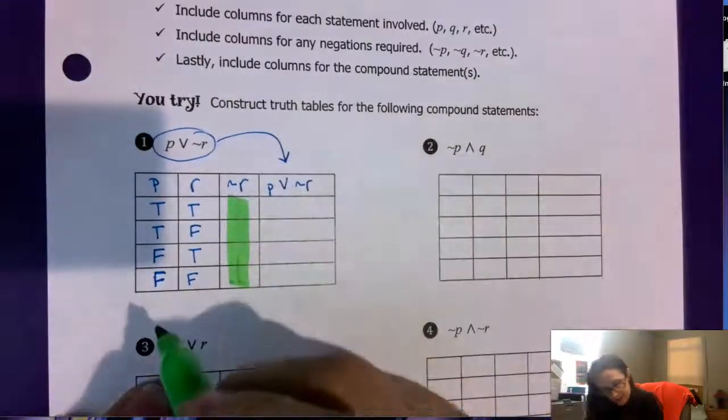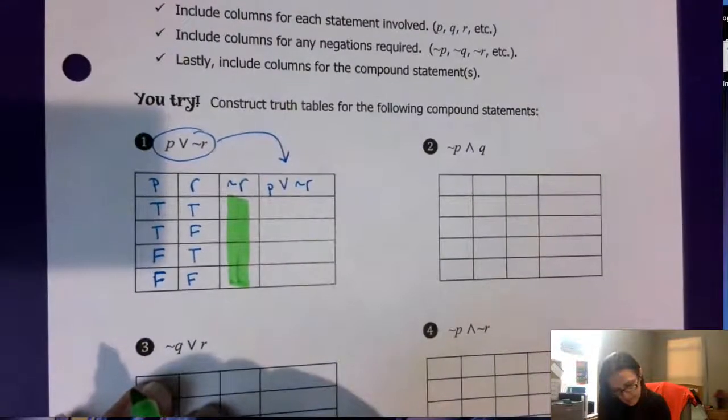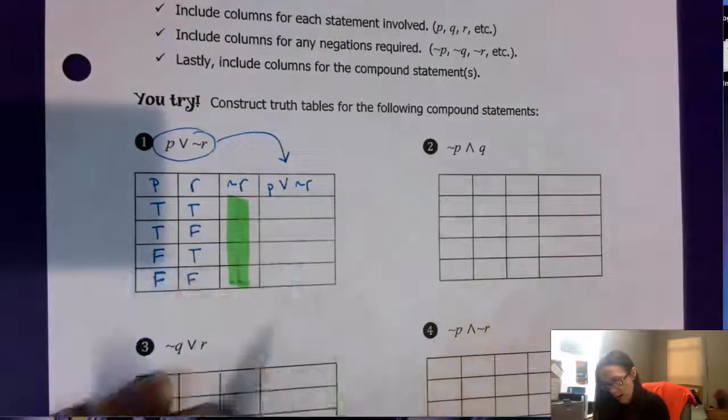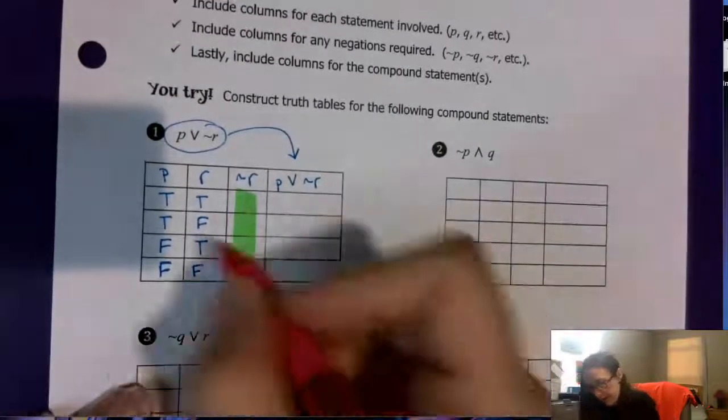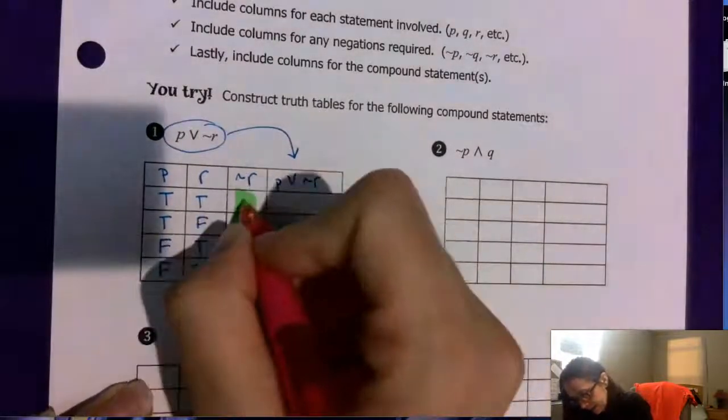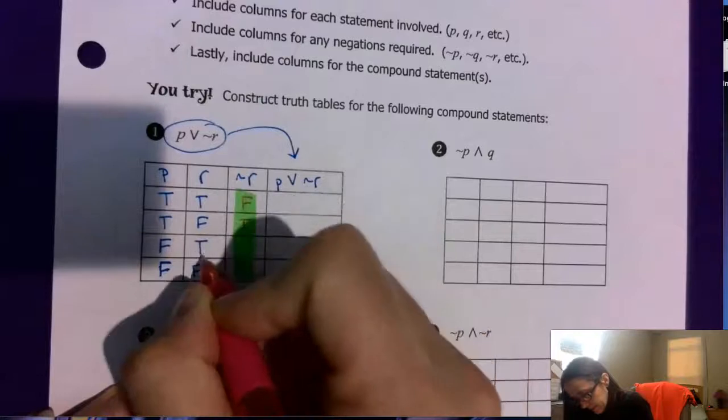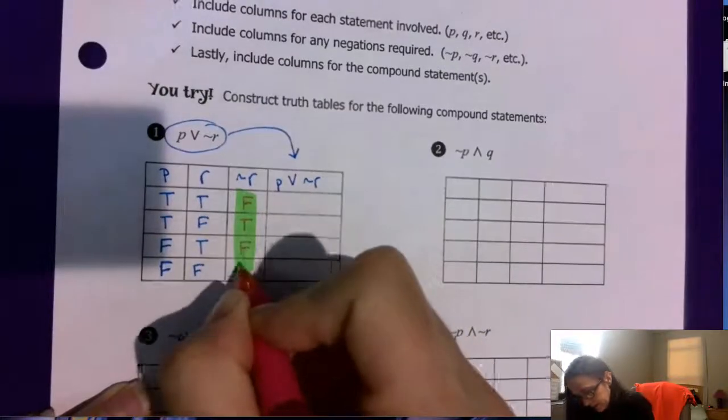is going to be the negation of R. So whatever R is, I'm just going to do the opposite. True, this will be false. False, this will be true. True, this will be false. False, this will be true.